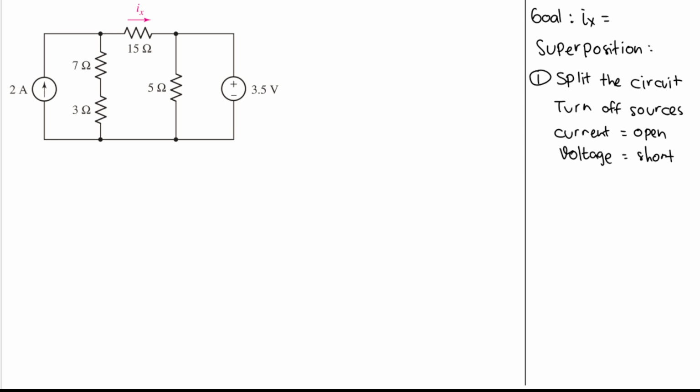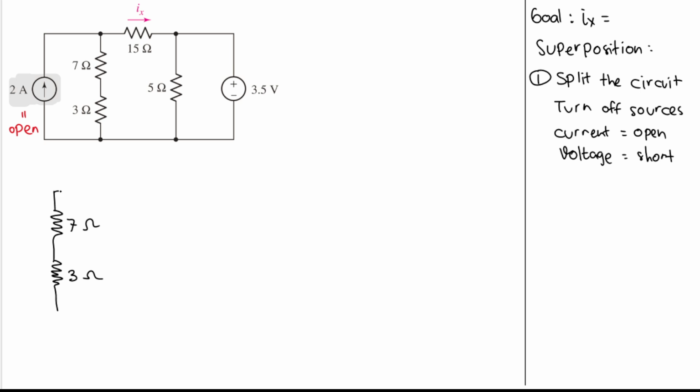So the first thing that I need to do is turn off this 2 ampere current source. So we replace this by an open circuit, right? So I don't need to draw them, and we will only have this side of the circuit. So we will have that 7 ohm and 3 ohm in series, like this, 7 ohm, and then that 3 ohm in series.